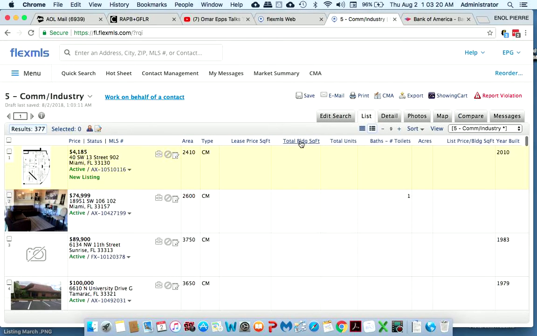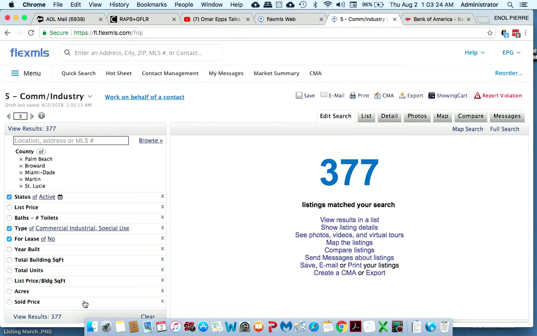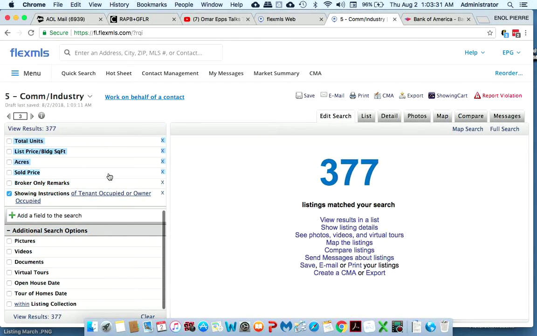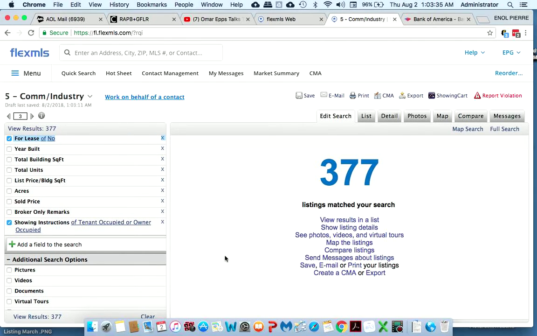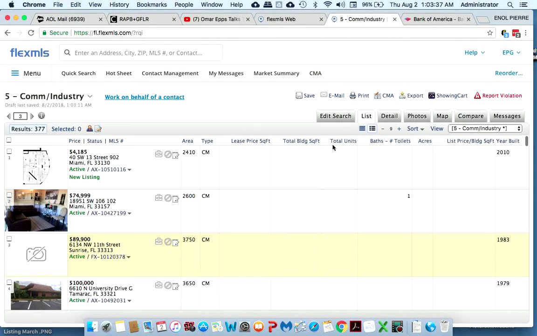Obviously, some of this doesn't make sense. I've got to narrow it down some more, like I'm missing something, but I could be right. So we got commercial, industrial, special use. Let me see what else. I said tenant occupied, owner occupied. All right, let's see what we got going on.